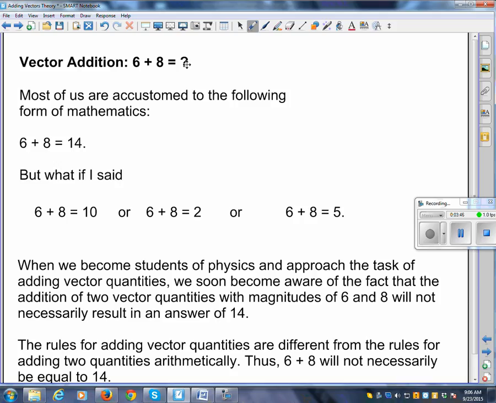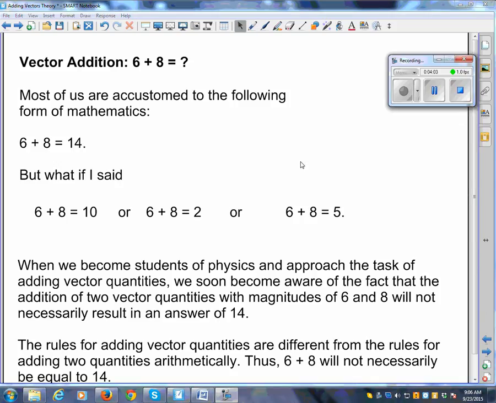Most of us are accustomed to the following form of mathematics. If I said 6 plus 8, hopefully all of you would say 14. But 6 plus 8 could also be 10, it could be 2, or it could be 5. When you become students of physics and approach the task of adding vector quantities, we soon become aware of the fact that the addition of 2 vector quantities with magnitudes 6 and 8 will not necessarily result in an answer of 14. It might. The rules for adding vector quantities are different from the rules for adding 2 quantities arithmetically. In other words, regular old math.